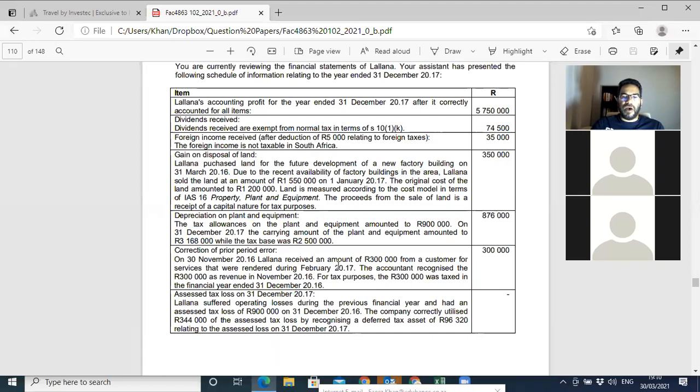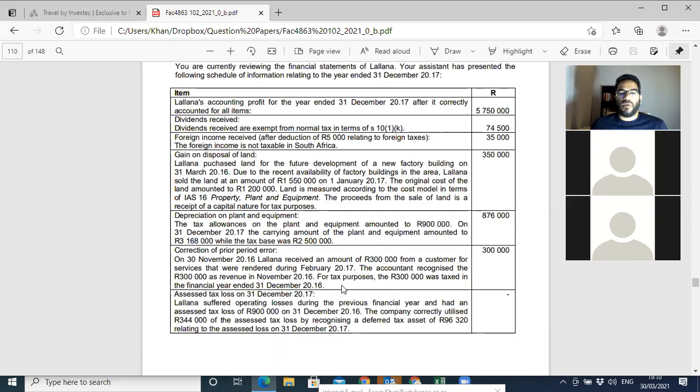Lalana received an amount of 300,000 Rand from a customer for services that were rendered during the February 2017 financial year. So you received money in 2016 for services you were going to provide in the 2017 financial year. The accountant recognized the 300,000 Rand as revenue in 2016. For tax purposes, the 300,000 Rand was taxed in the financial year ended 31 December 2016.